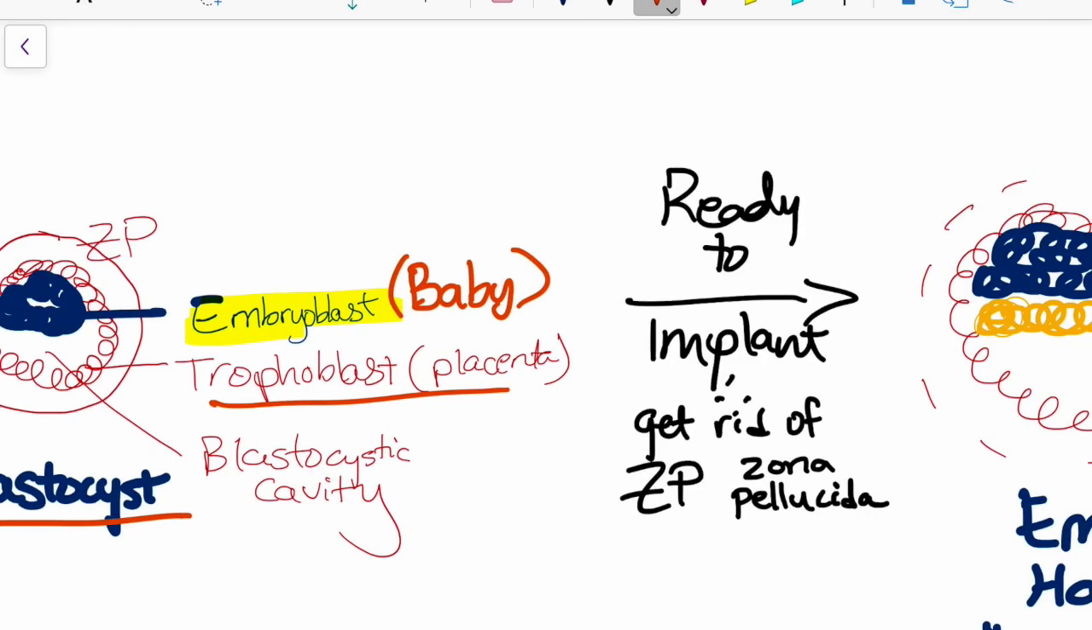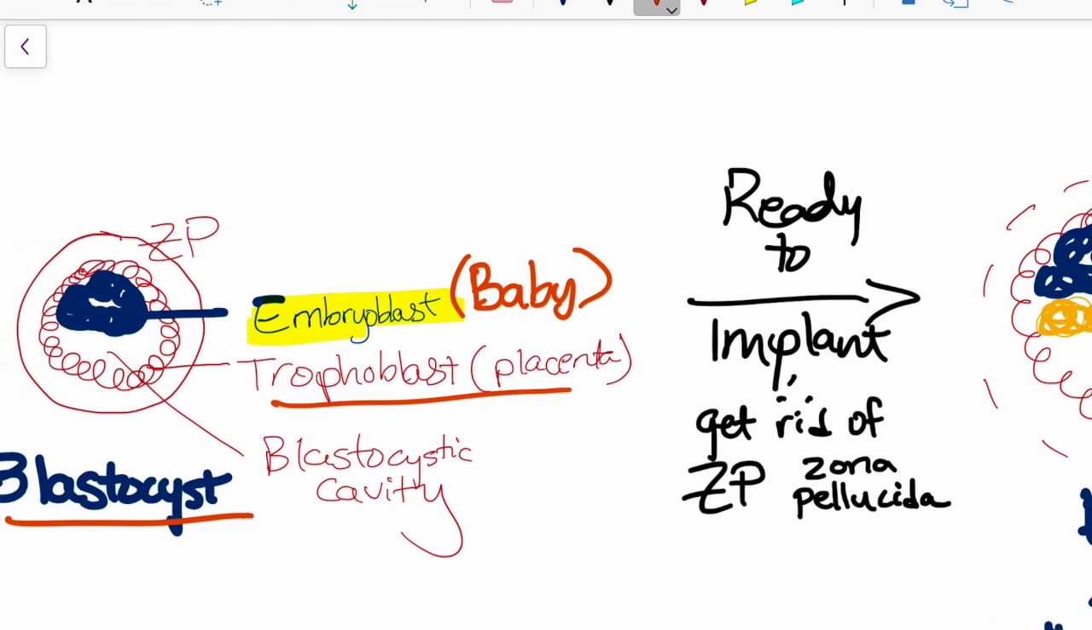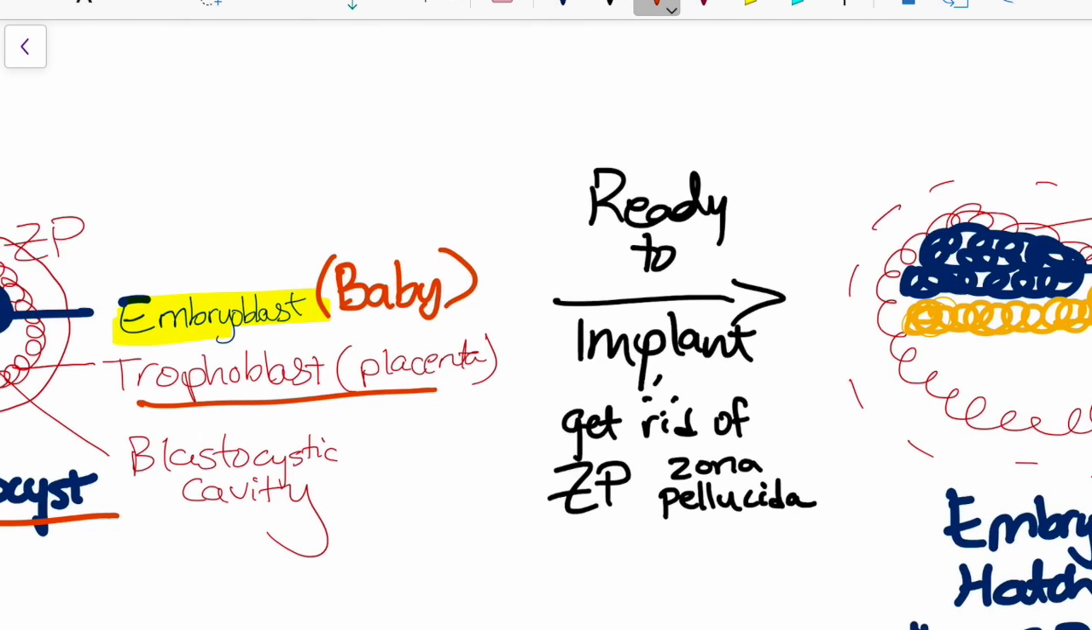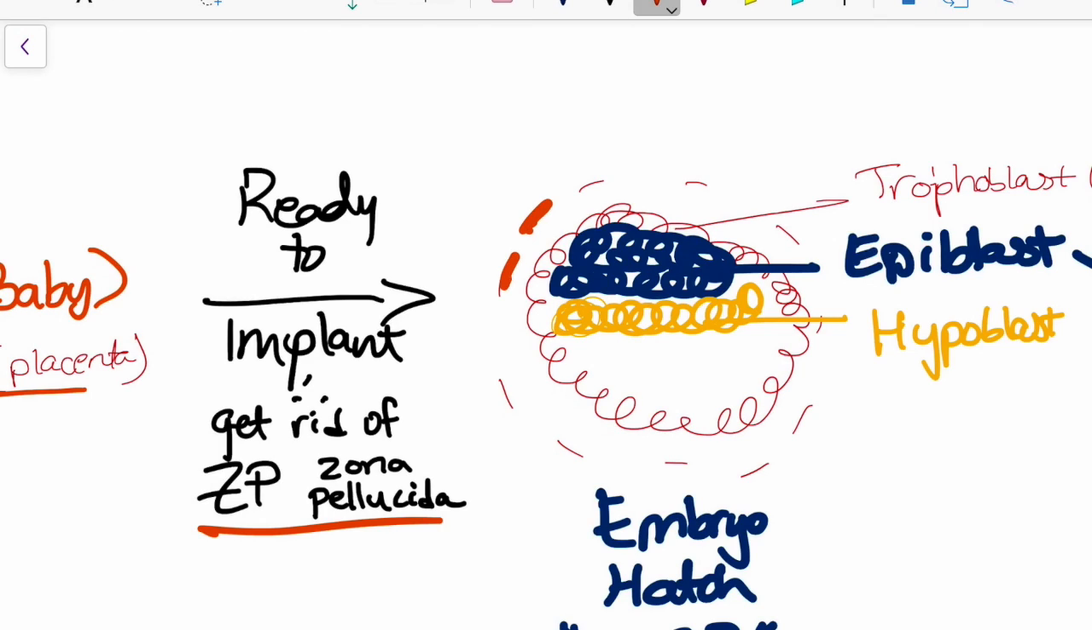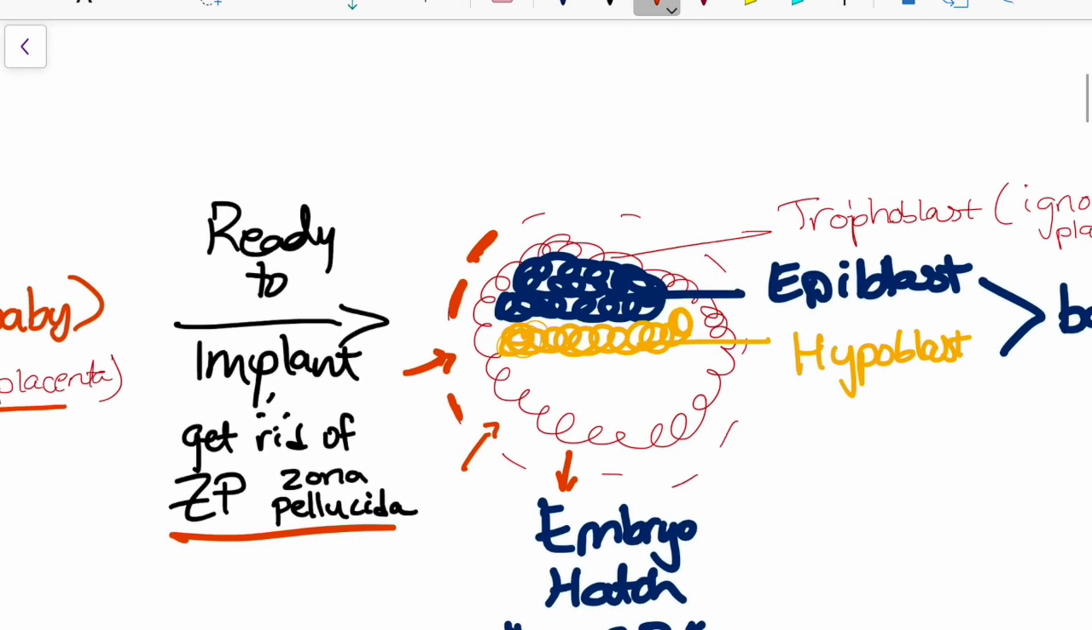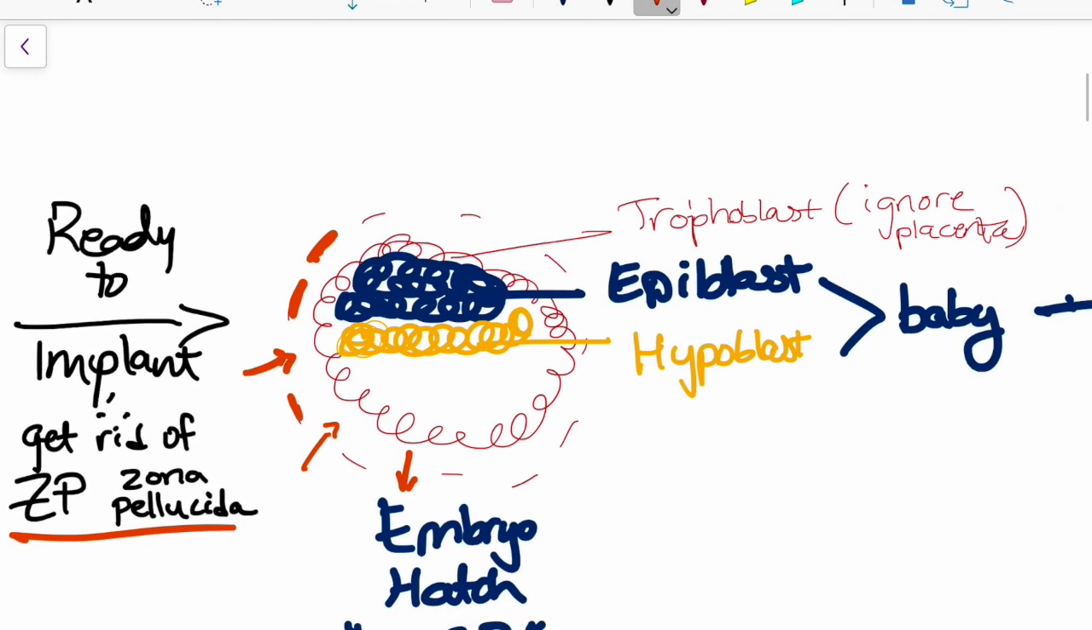And after we are ready to implant, the implantation happens by breaking the zona pellucida. So after you get rid of the zona pellucida, things can basically implant, so in other words, the embryo hatches. In this stage, you still have the trophoblast.